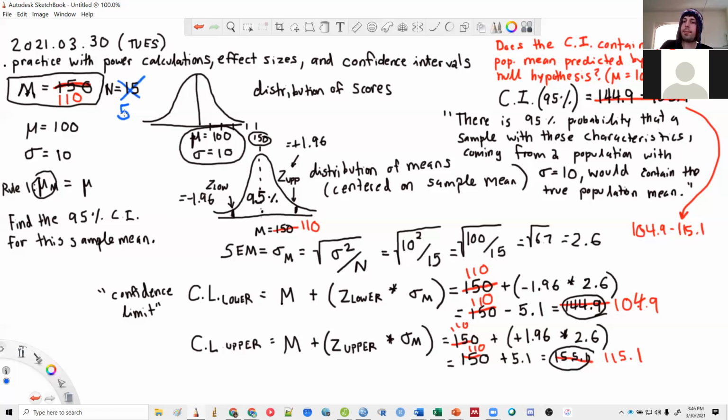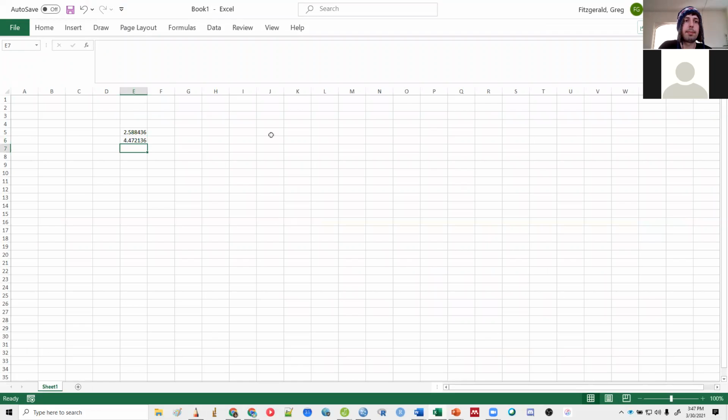All right. So the answers I see in the chat match mine as well. So when we lower the sample size for a sample mean of 110 from 15 to 5, the first thing that changed was the calculation of the standard error of the mean. So instead of 100 divided by 15, it became 100 divided by 5. And instead of taking the square root of 6.7, we're taking the square root of 20, which is about 4.47.